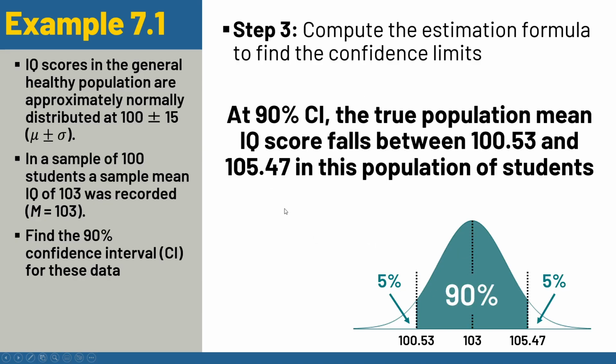And so, all told, one interpretation is that at the 90% confidence interval, the true population mean IQ score falls between 100.53 and 105.47 in this population of students. In other words, we're not hypothesis testing. We're just drawing conclusions via estimation. We're not making informed decisions about our null hypotheses. But here, this seems to suggest that the population mean is actually different than what we were told, because that value, 100, falls outside of this 90% confidence interval.